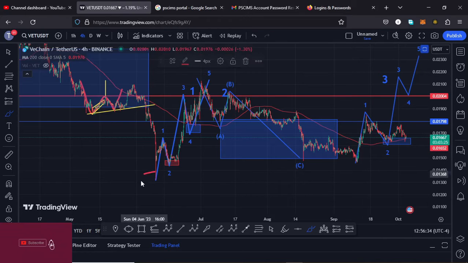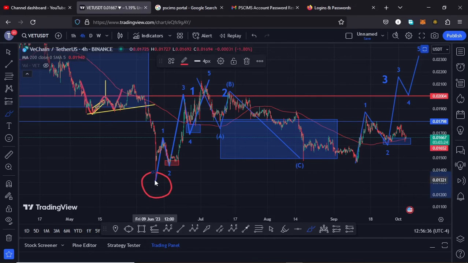Zooming out on the charts, you can see that Vechain gave us a bear market low at around the $0.013 mark. And after seeing the bear market low, we saw a very nice bounce to the upside where we printed a 5-wave structure, completing the formation of this larger Elliott wave count 1.